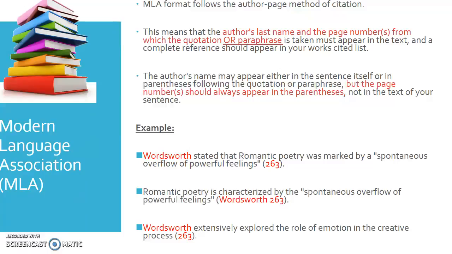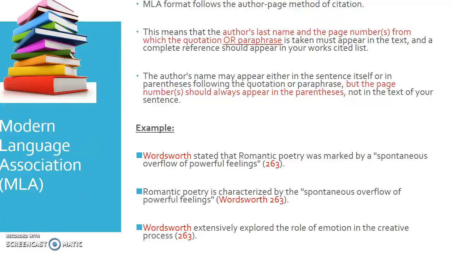So MLA format follows the author-page method of citation. This means that the author's last name and the page number from which the quotation or paraphrase is taken must appear in the text, and a complete reference should appear in your works cited list. So you are putting the page number as well as the author's last name in your paper, but you're making a complete reference in your works cited page.